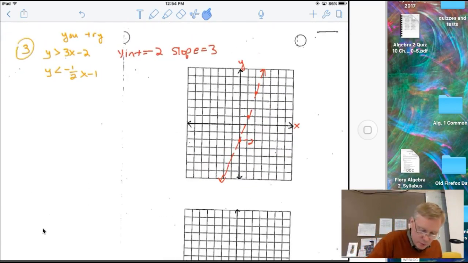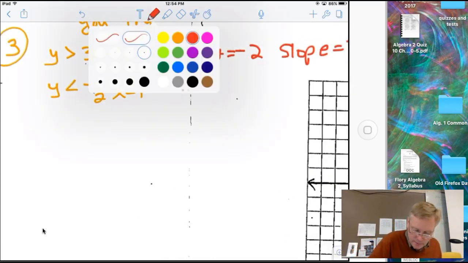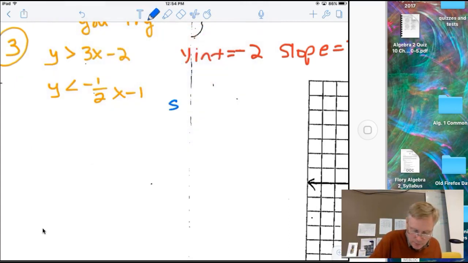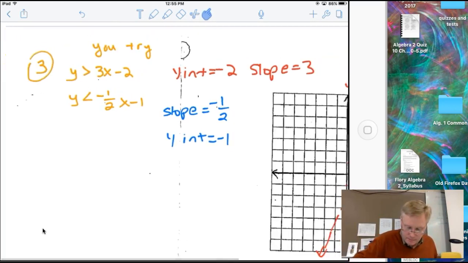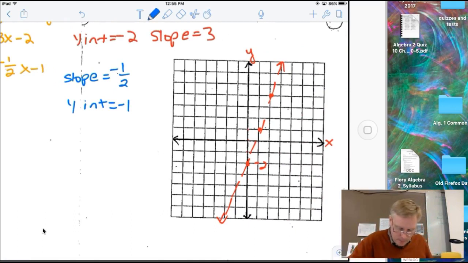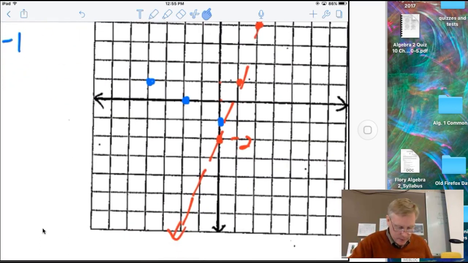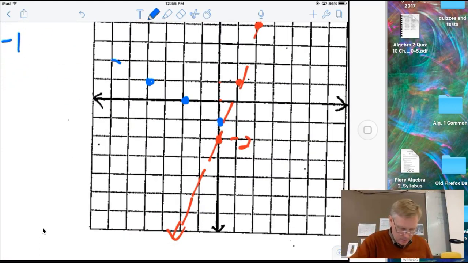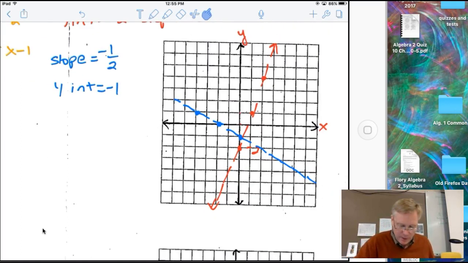Second one has a slope of, let me do this with blue, slope's negative 1/2, y-intercept of negative 1. Y-intercept negative 1, slope of negative 1/2, so that's up 1, rise 1, run is 2. 1 over 2, also a dashed line. Okay, so I got the boundary lines.